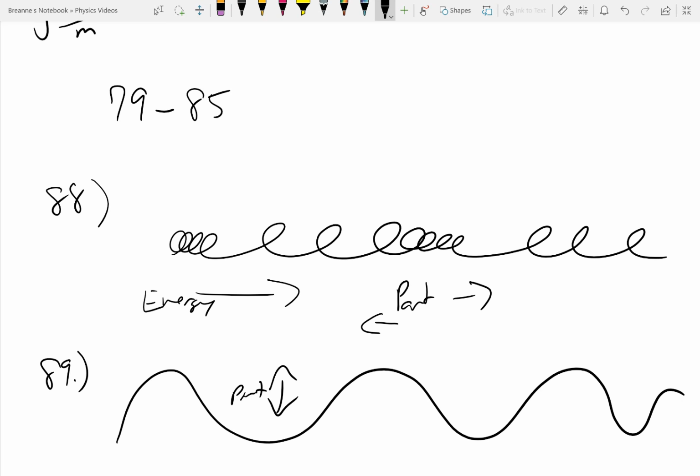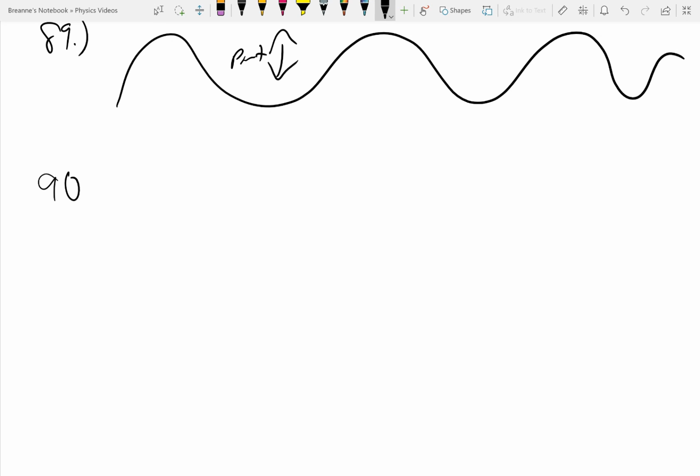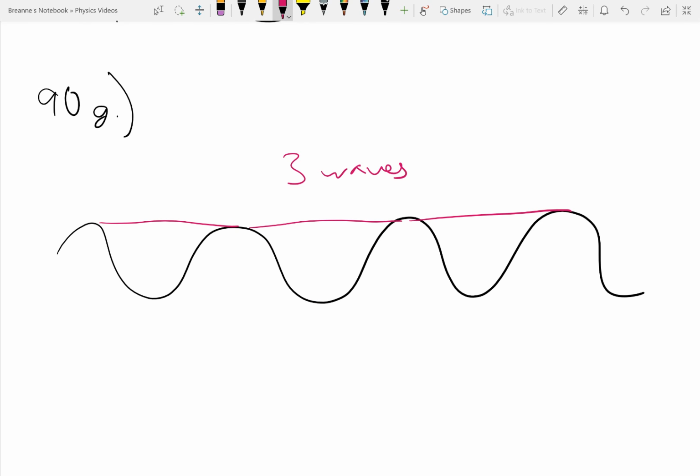I would definitely know resonance. 90G, I would definitely know. If we're talking about a wave, how many waves did I just draw? Remember, you go crest to crest or trough to trough. So if we're looking at crest, we would count 1, 2, 3. So that'd be 3 waves there. Just make sure you count crest to crest or trough to trough, because that'd be 1, 2, 3. So either way, 3 waves. Yay!